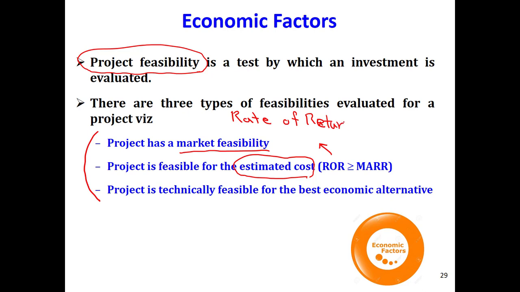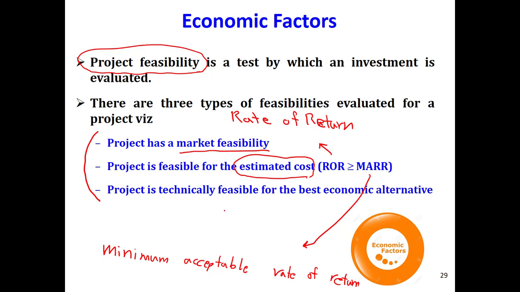How much return we have. And MARR is the minimum acceptable rate of return. When we are evaluating the feasibility of a project, we have to make sure that the rate of return will be bigger than the minimum acceptable rate of return.